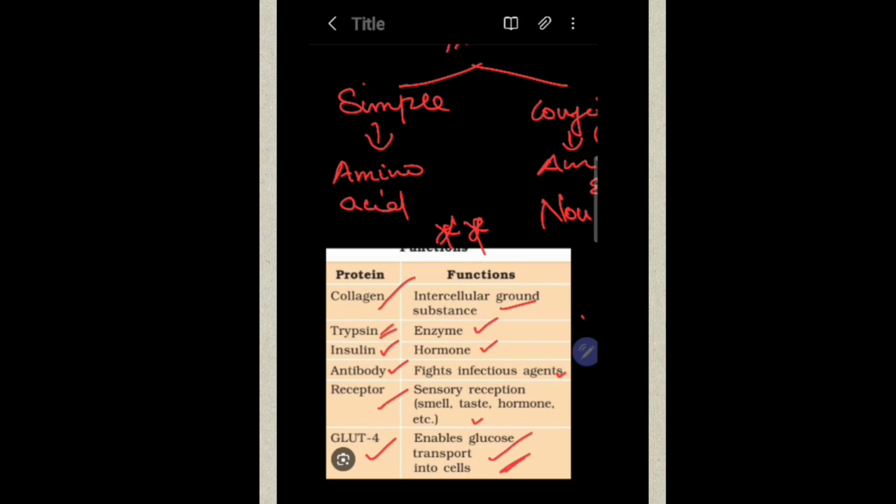Now should I continue with lipids? Let me just check. Lipids, glycerol you have to learn, fatty acids. No, that I will just continue in part 2. Part 2 will be uploaded by today evening if time permits, or else by tomorrow morning. Tomorrow morning by 12 to 1 it will be uploaded.